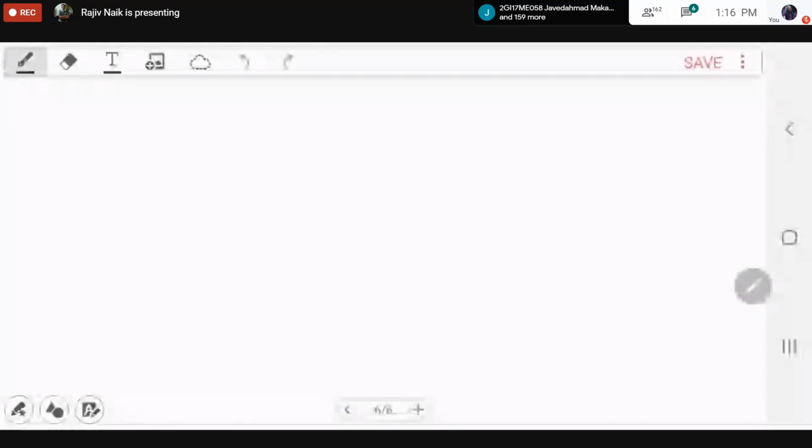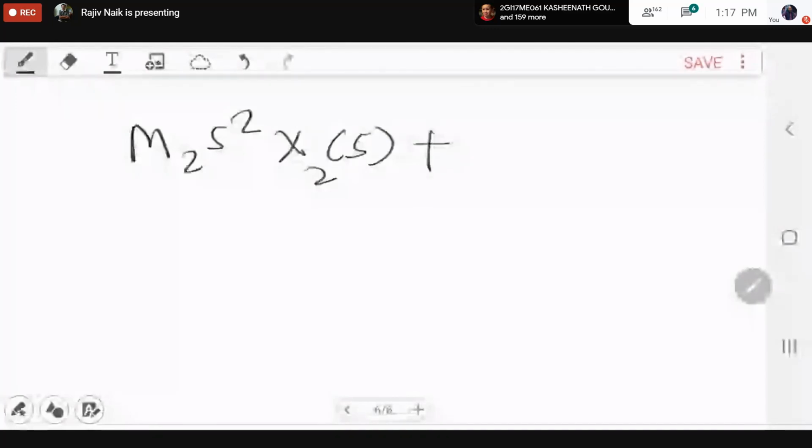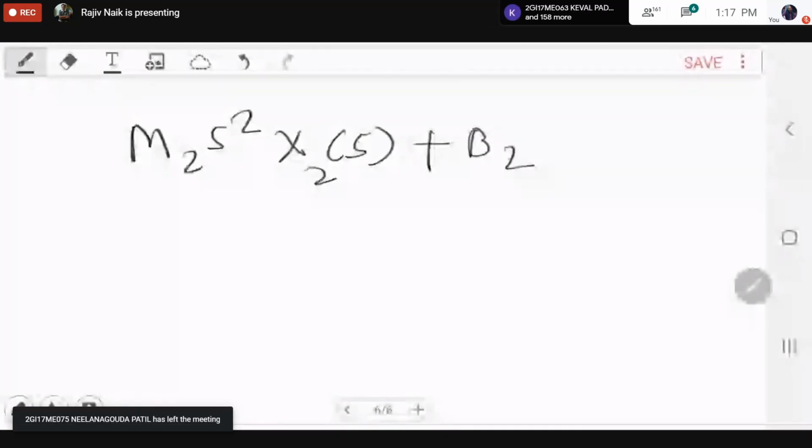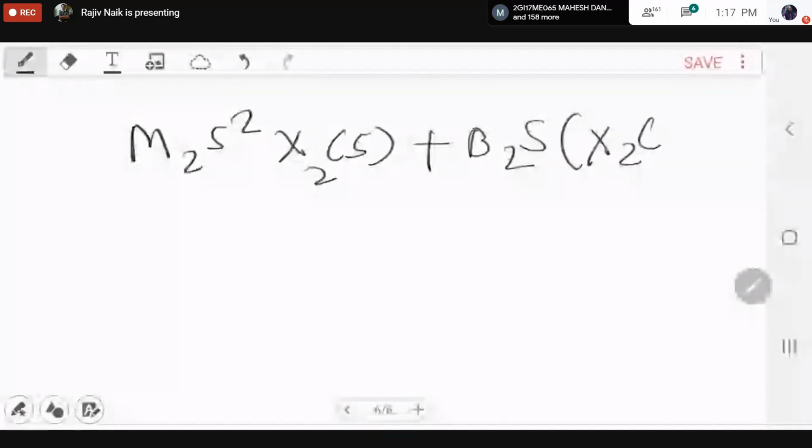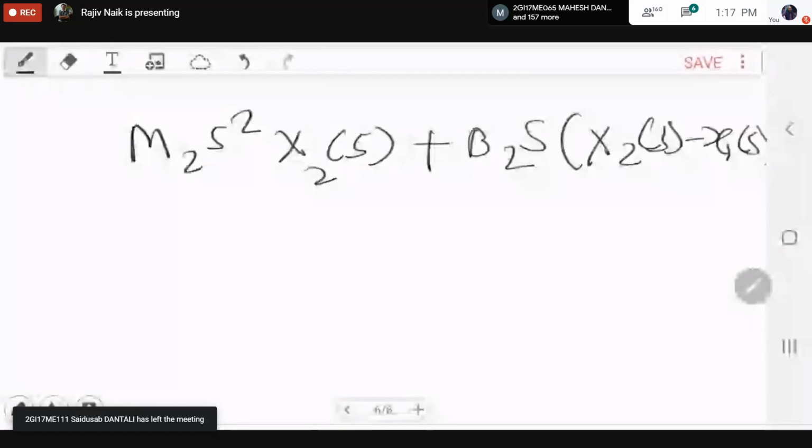Similarly, now for equation number 2, I will take the Laplace transform. Then it is M2 s square into X2 of s. Correct? Then the s square term comes because d square x by dt square is there. Then you have B2 into bracket, B2 s into bracket X2 of s minus X1 of s, because here s is common, dx by dt is there.